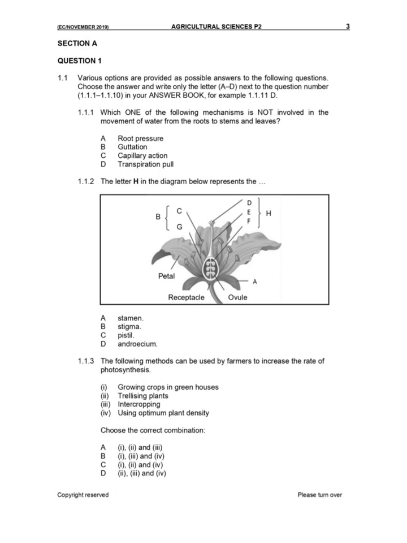So, which one of the following mechanisms is not involved in the movement of water from the roots to stems and leaves? This takes you back to water movement in plants. Obviously, the question says which one is not. Root pressure would be involved because the water moves from the roots.